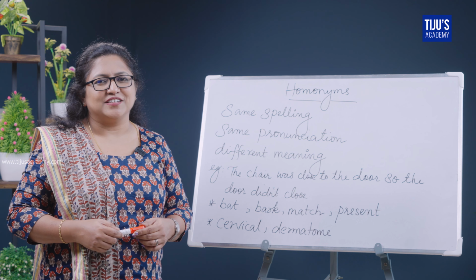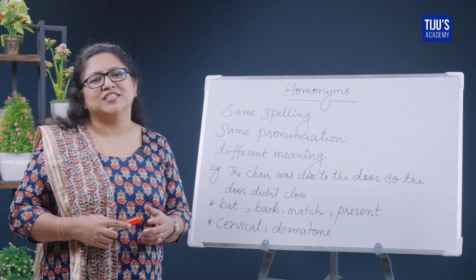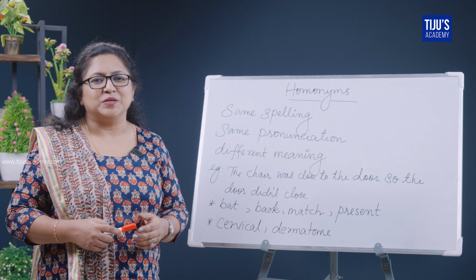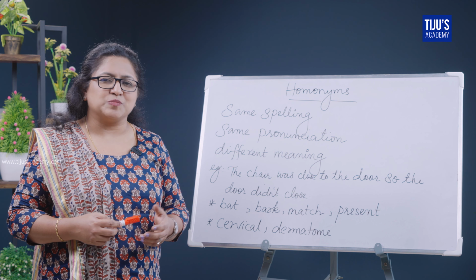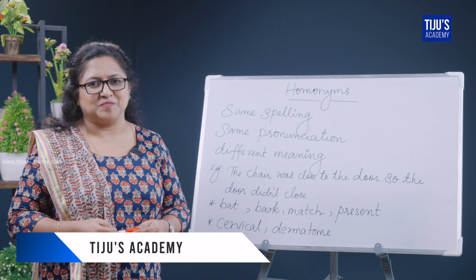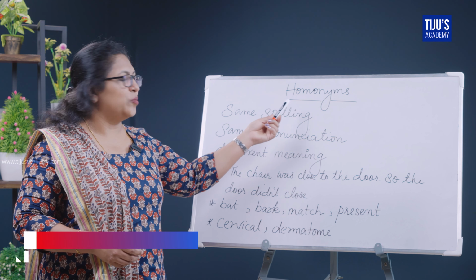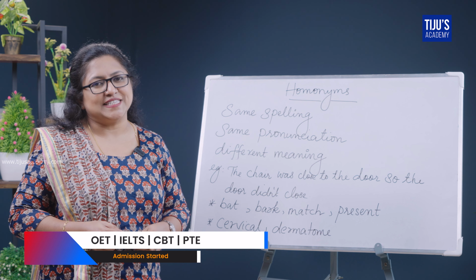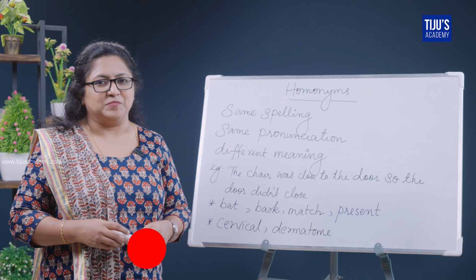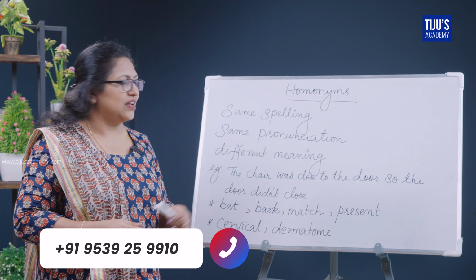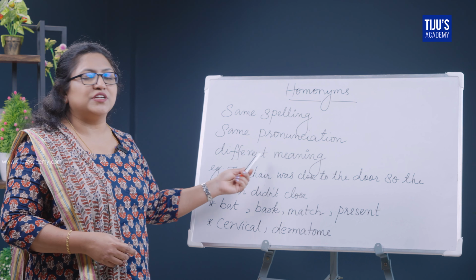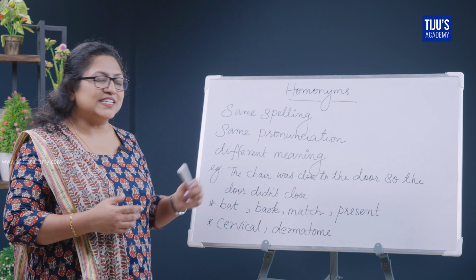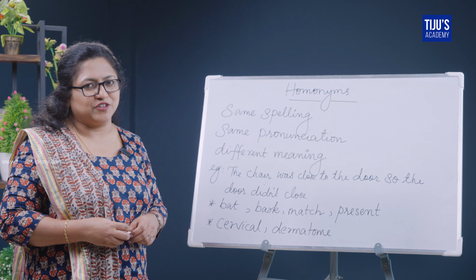I bring you today a few terms that can be quite confusing, like homonyms, heteronyms, and homophones. So let's explore the difference between these terms. Let's start with homonyms. Homo means same and nyms are names. So homonyms are having the same spelling, same pronunciation but different meaning. So let us look at a few simple examples first.